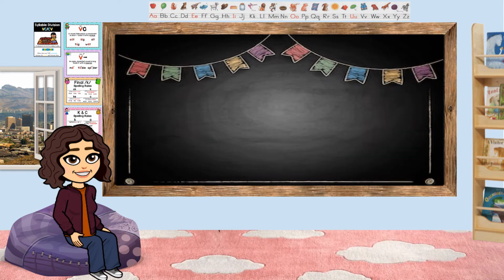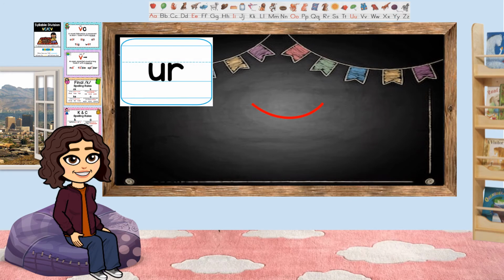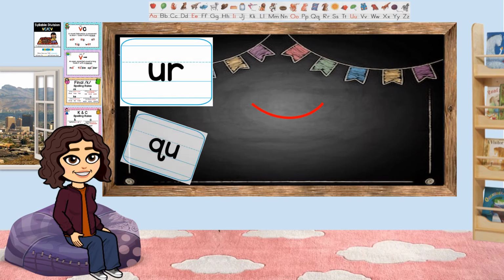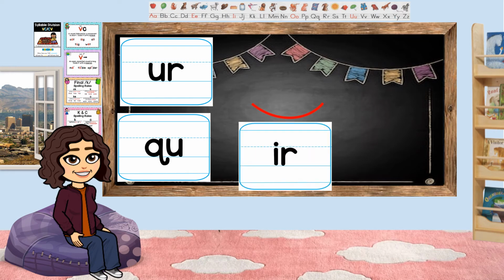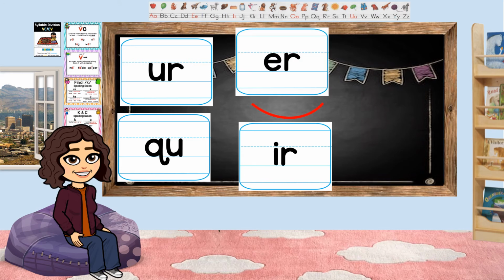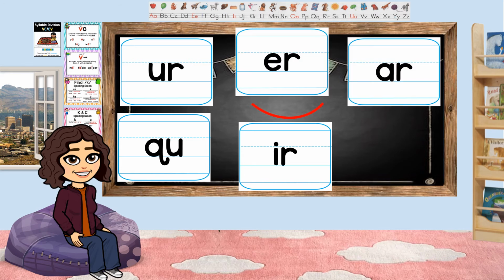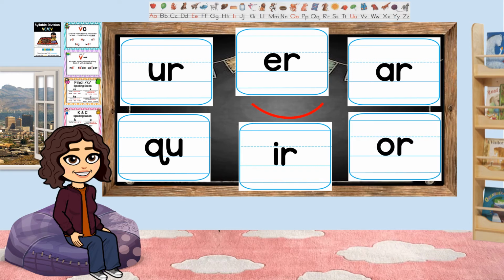What are combinations? Combinations are two letters that come together and make an unexpected sound. We code combinations by drawing an arc underneath them. Some combinations we have learned so far are combination UR, combination QU, combination IR, combination ER, combination AR, and combination OR.